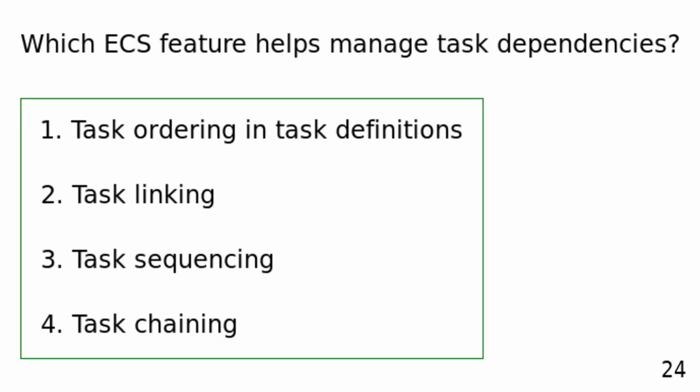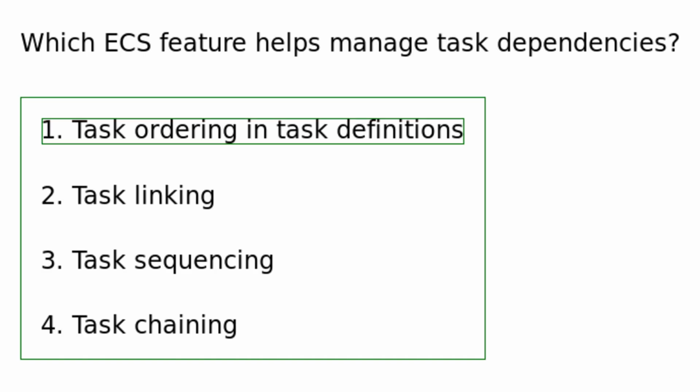Which ECS feature helps manage task dependencies? Task ordering in task definitions, task linking, task sequencing, task chaining. In ECS task definitions, you can use task ordering to ensure certain containers start before others.